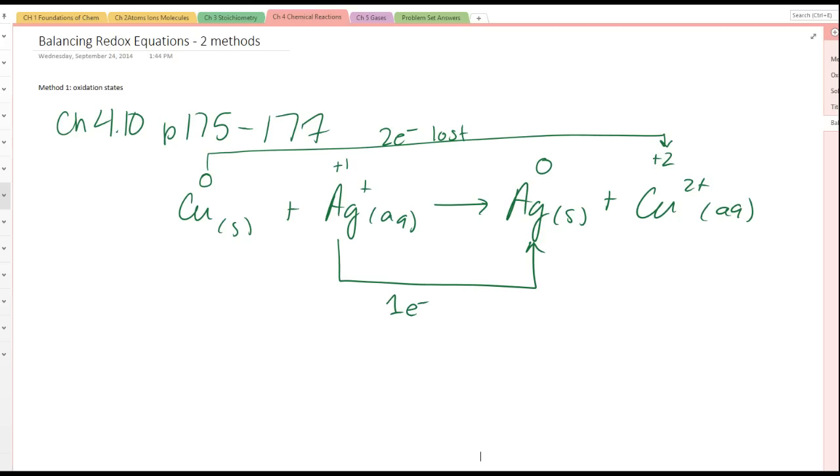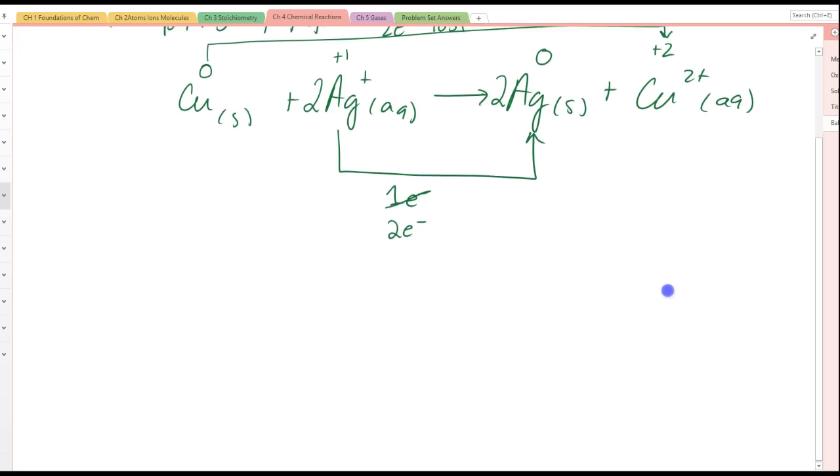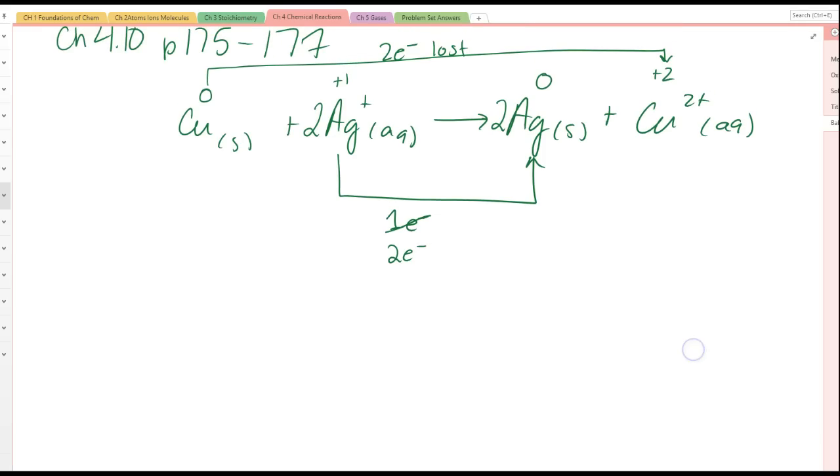All right, so what you're seeing here is I've assigned oxidation states, copper having 0, silver ion having +1, solid silver having 0, and copper having +2, and I'm using these tie lines to show how many electrons were lost or gained. We know that in a redox, we have to have an equal number of electrons lost and gained because that's the definition of redox. It's an exchange of electrons. So here we can see that in order to balance this, I'm going to have 2 silvers here, which will make this 2 electrons. That is now balanced. You may just be asking yourself, well, why do we even have to do that? Notice that you don't have any other indicator that it's unbalanced other than the oxidation numbers.